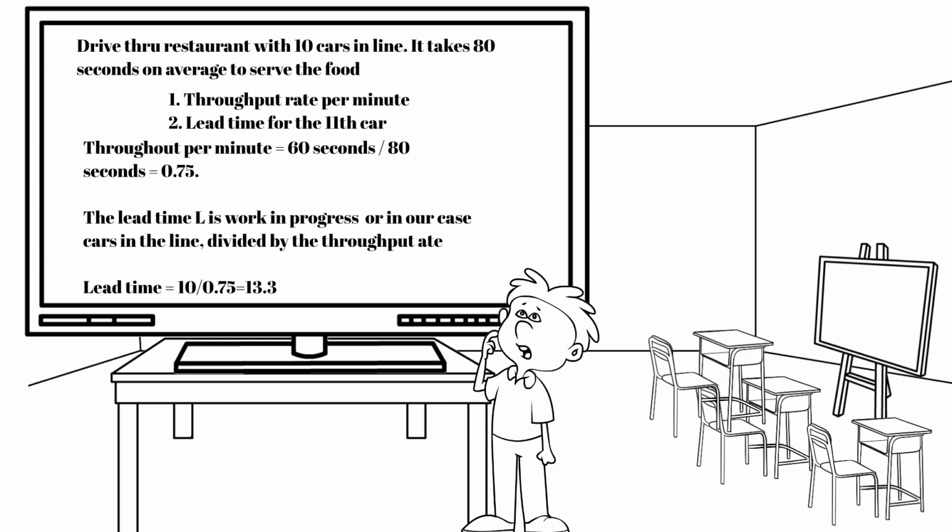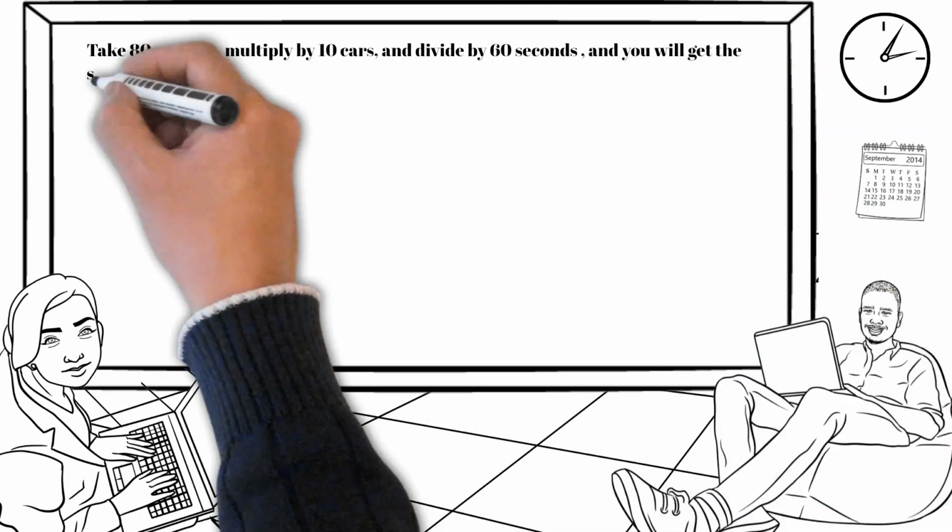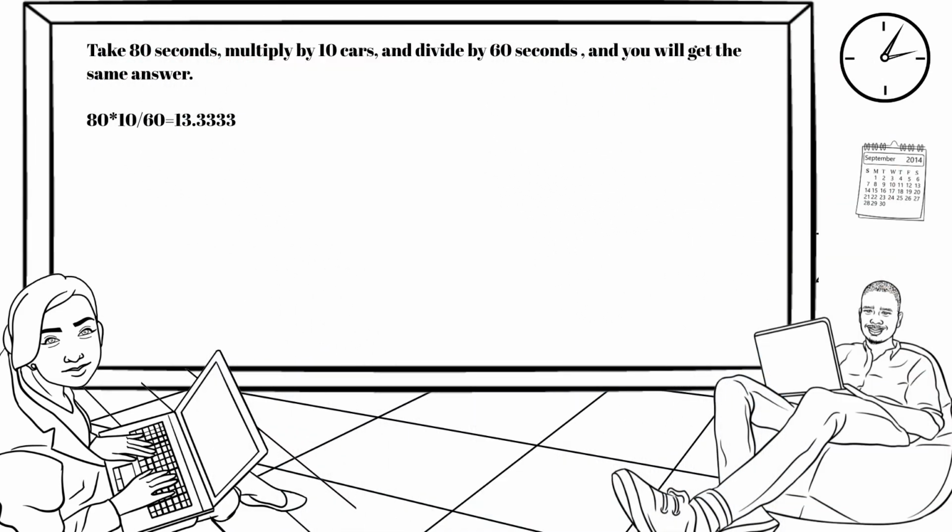The lead time LT is work in progress, or in our case, the number of cars in line, divided by the throughput rate. So therefore, lead time is equal to 10 divided by 0.75, which is equal to 13.3. It tells us the 11th car will have to wait 13.3 minutes before it will be served.